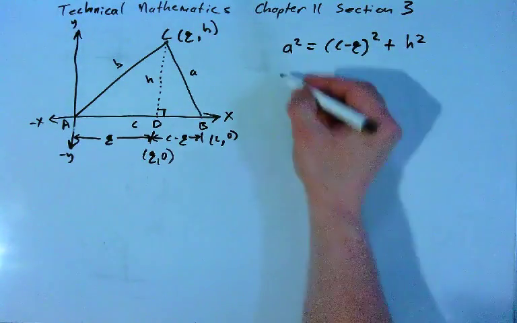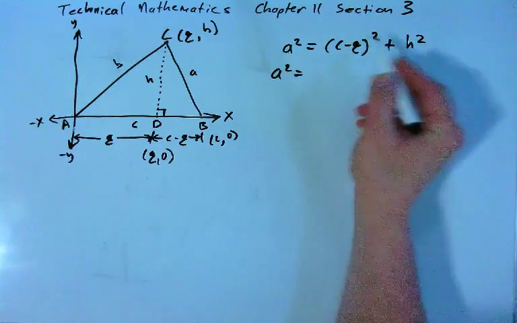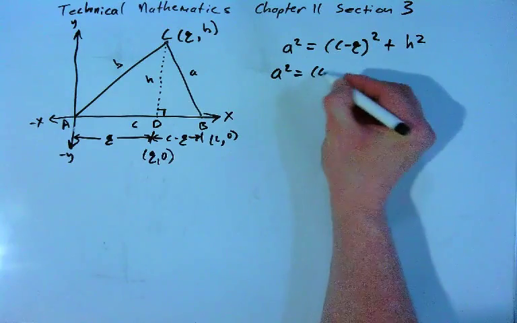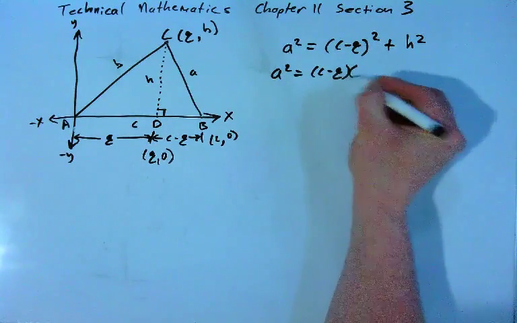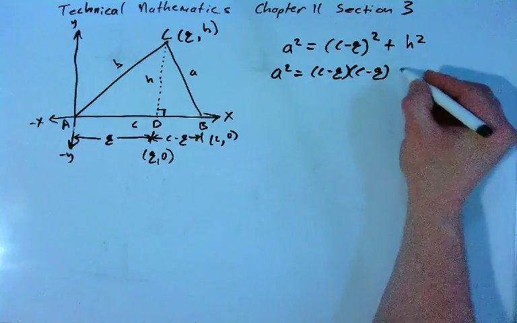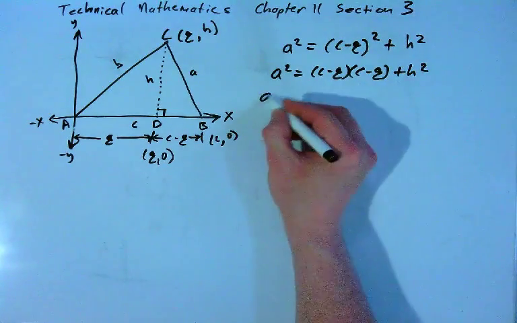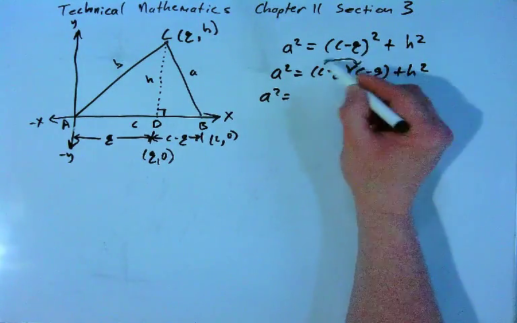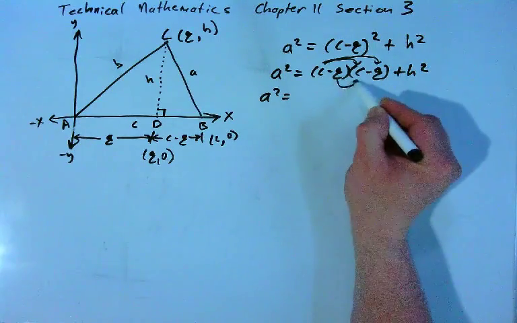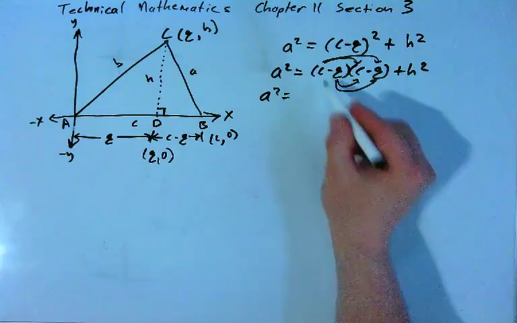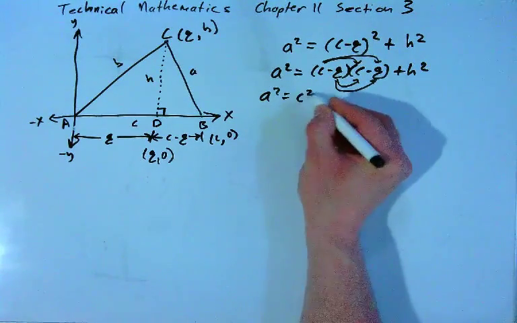So what we're going to get is A squared equals, when I'm squaring a binomial, that means I'm taking C minus G and multiplying it by itself. So I'm going to apply the FOIL method here, plus H squared. When we use the FOIL method, we do first, outside, inside, and last. We'll multiply all of those terms together. And so we get C times C, which is C squared.